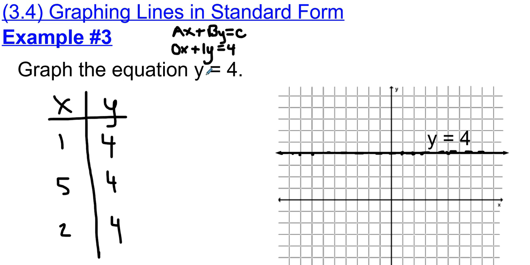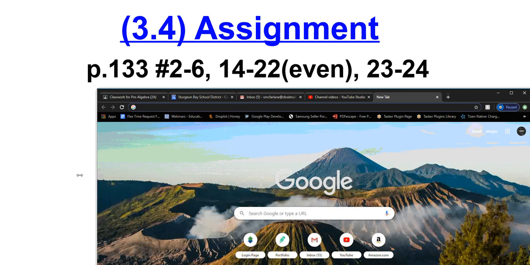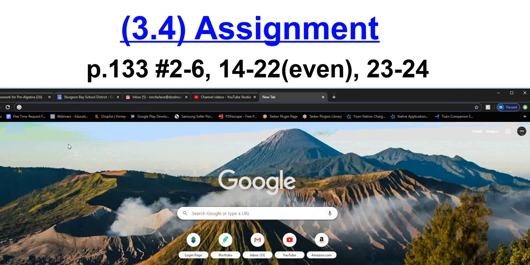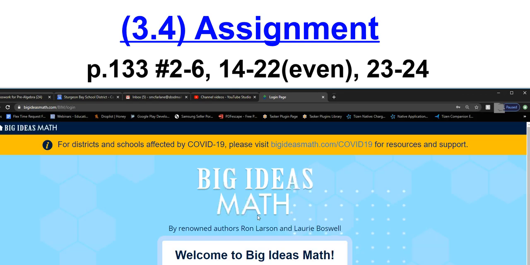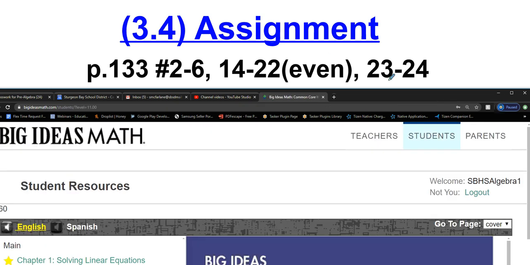All right, so here is your assignment: page 133, 2 through 6, 14 through 22 even, and 23 to 24. Because this is ultimately review, I am not going to work through these problems with you. You are responsible for them. But I am going to briefly run through them just to help you understand a couple of these. Page 133.